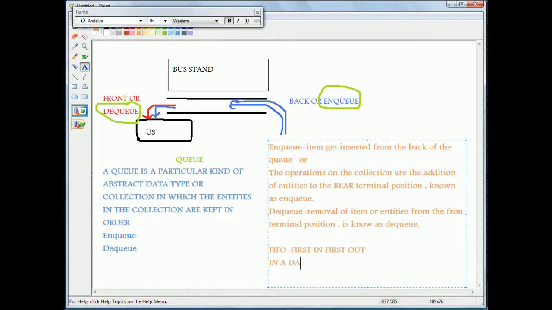In a data structure, the first element added to the queue. I don't know why it is not writing. Oops, I don't know what's happening now. Let me try to write here. I don't know why it is not writing.